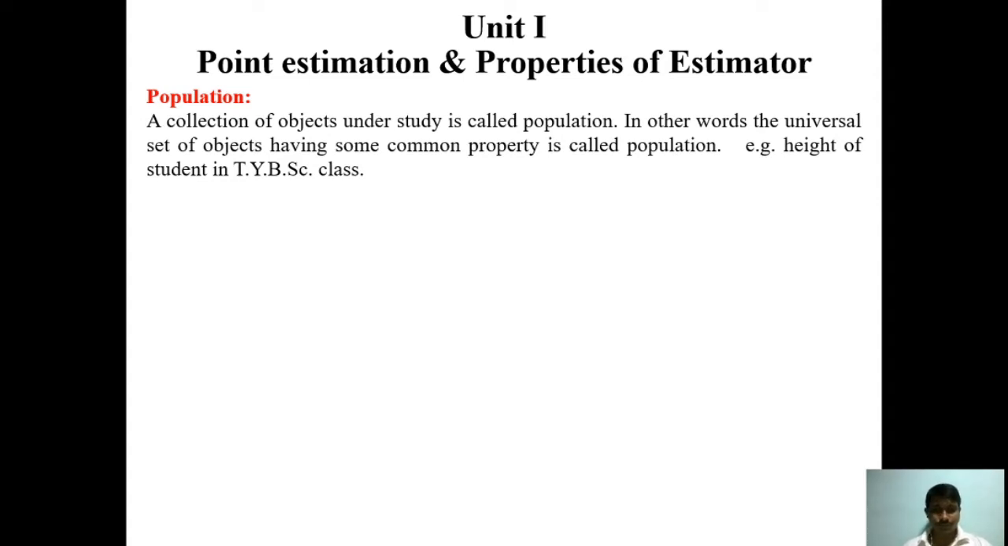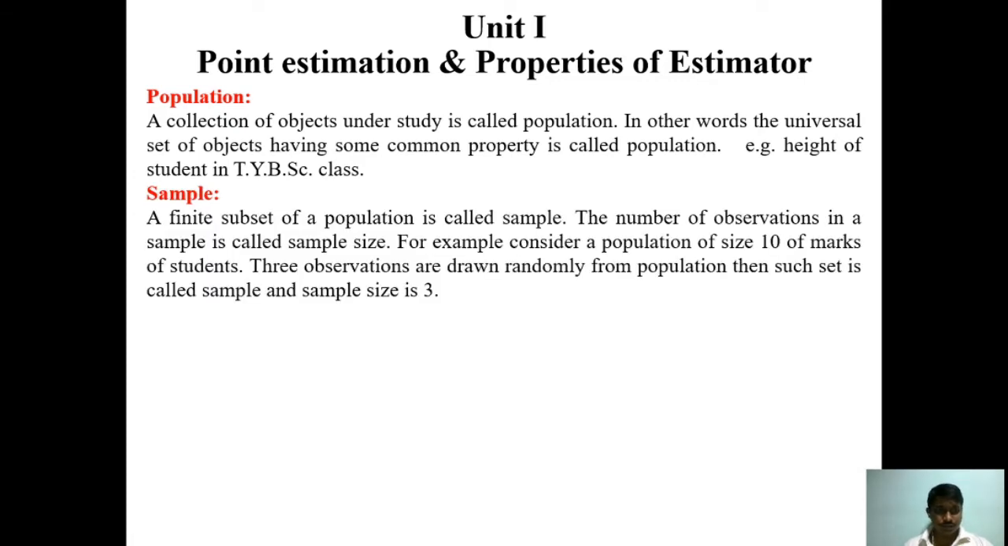Second definition is a sample. The definition is a finite subset of a population is called sample. Sample is a finite subset of our population. The number of observations in a sample is called sample size. Means how many observations are in the sample, this number is called the sample size.